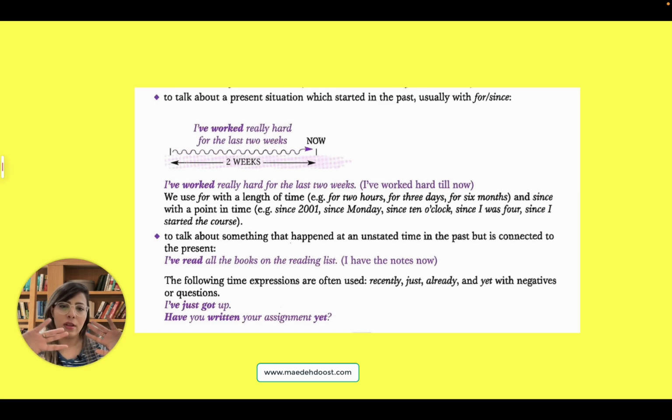Now how do we use them? Look, recently means lately. So we can use it like I've been to Turkey recently. I've received my CELTA certificate recently.